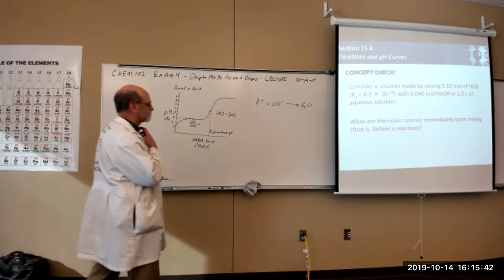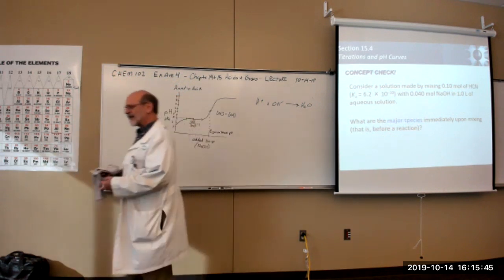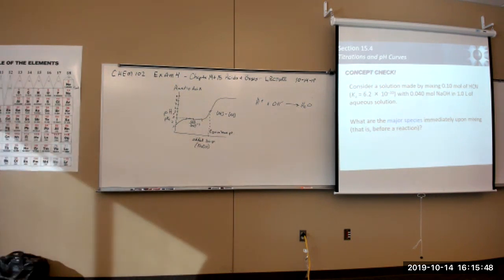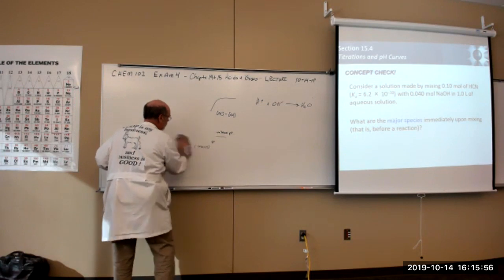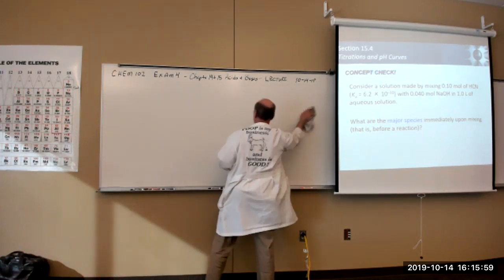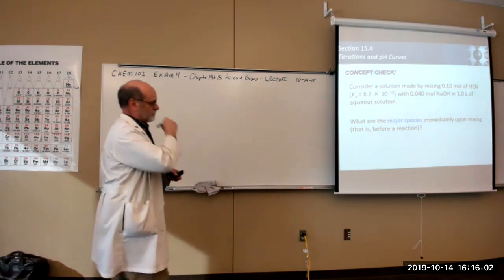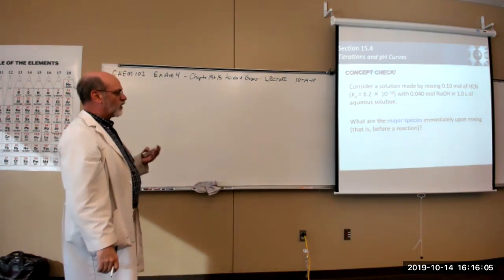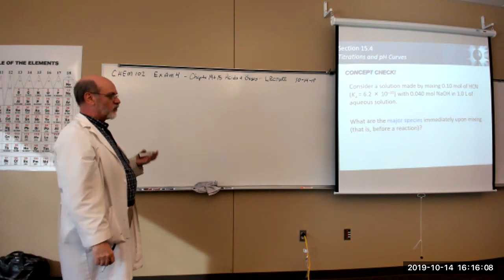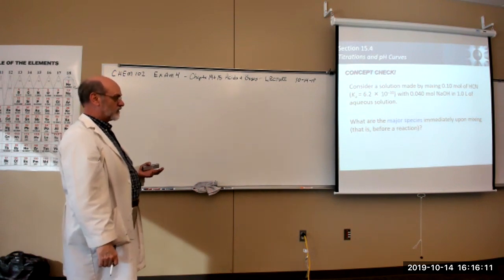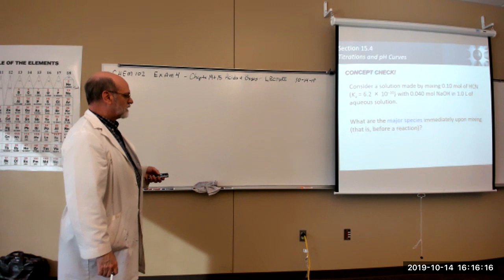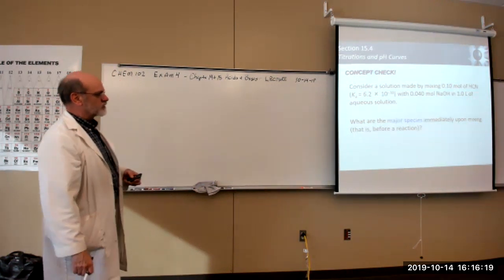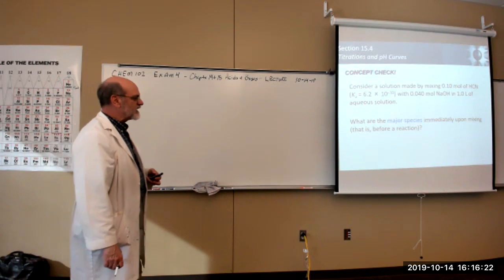So let's consider this one. Let's see, am I going to need that again? No. I can erase that and make room for the rest of it. Okay. So if we mix 0.1 mole of HCN with 0.04 mole of sodium hydroxide in 1 liter of aqueous solution, series of questions. First of all, what are the major species immediately upon mixing?